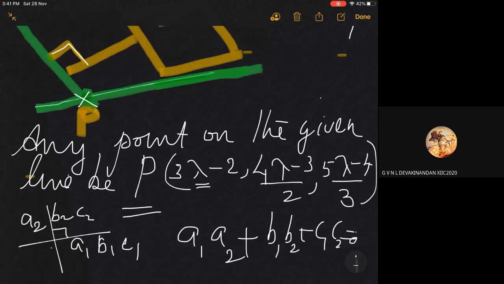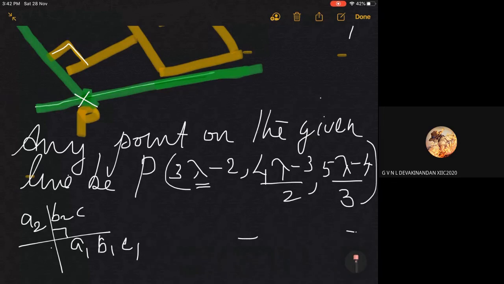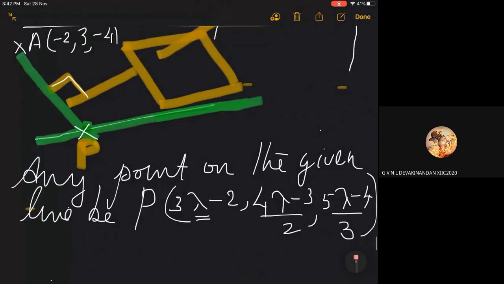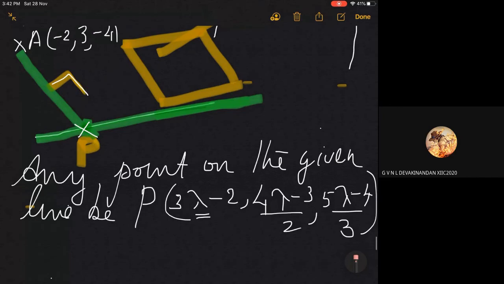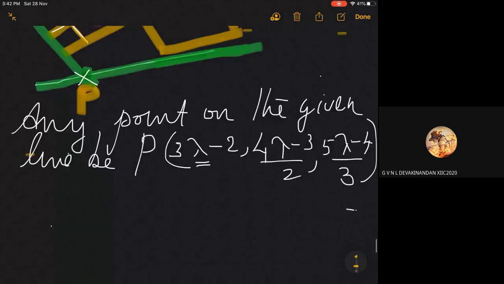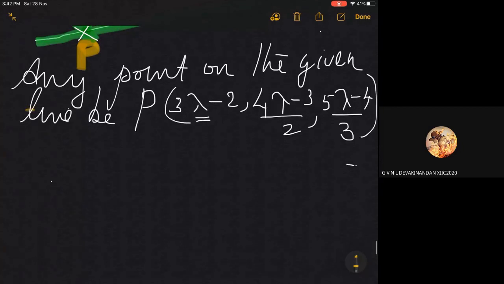So if you apply this condition, you have to now find the direction ratio of the lines. That means you are going to apply the perpendicularity condition on AP and the normal. I am just calling the normal N. So we have to first find the direction ratio of AP.